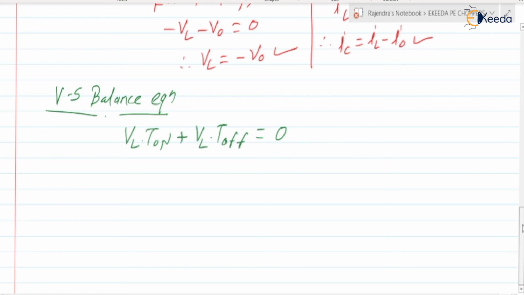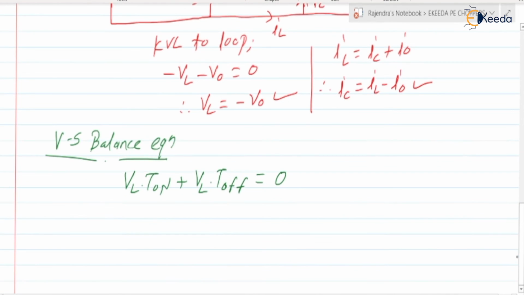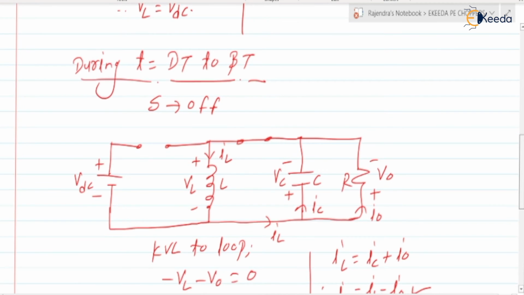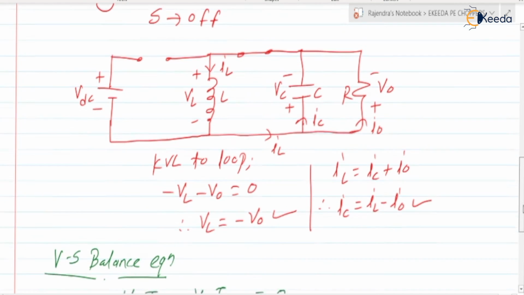What is the voltage across the inductor during T on? It is VDC. So it is VDC into T on, that is dt, plus what is the voltage across the inductor during T off? It is minus V0 into T off, that is T minus dt, equal to 0. Okay, so we can write it as VDC into dt is equal to V0 into, we can write it as 1 minus d, because it is from dt to beta t, right.